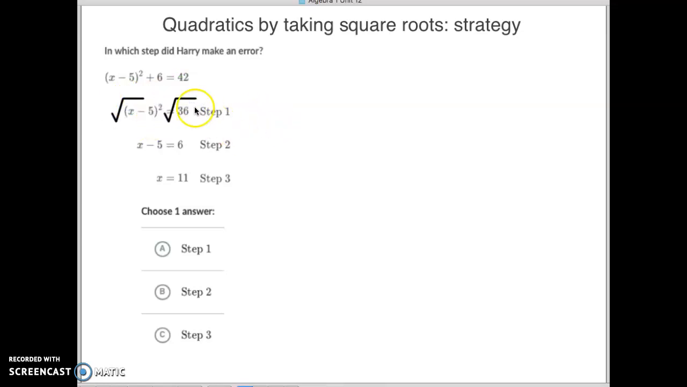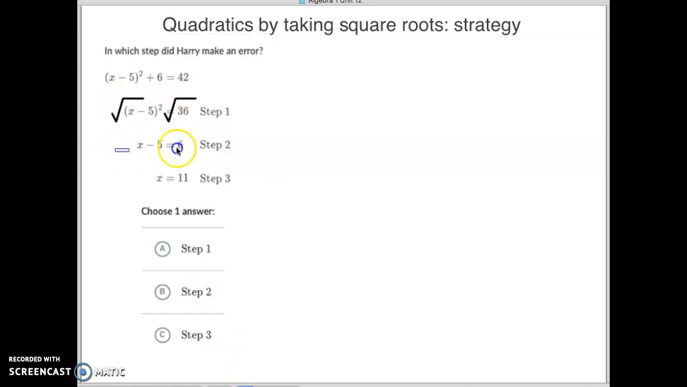Correct? Okay. This lesson works better in person, but I want to go through it anyway. Normally, at first glance, you'd go, oh, this is correct because the square root of 36 is 6, and the square root of this cancels the square. So it looks correct, but it's not.